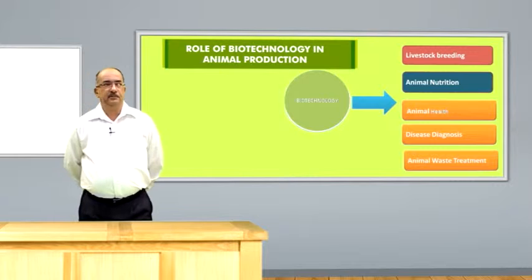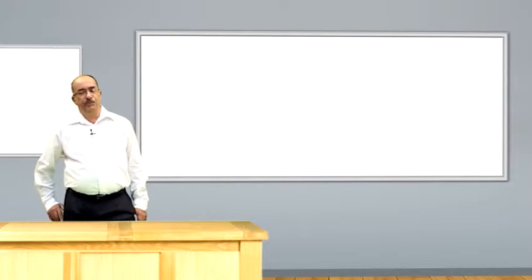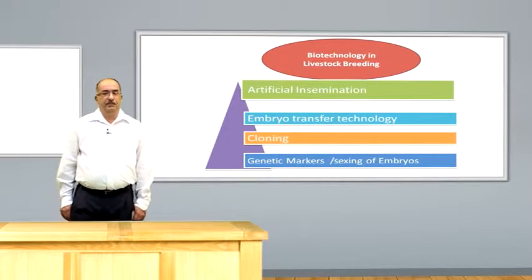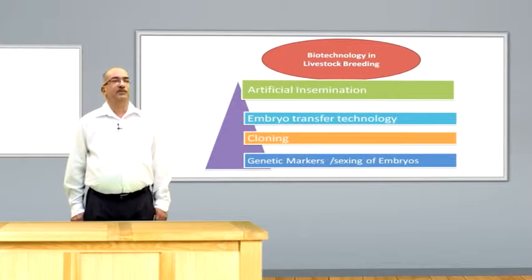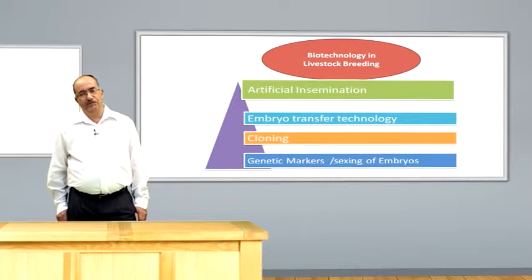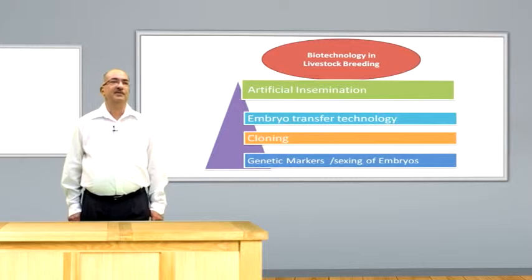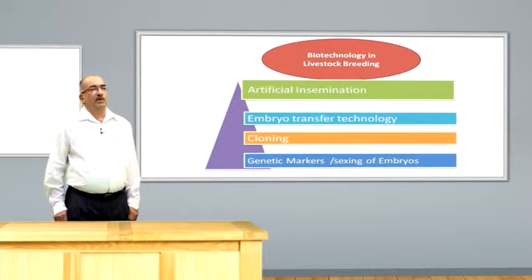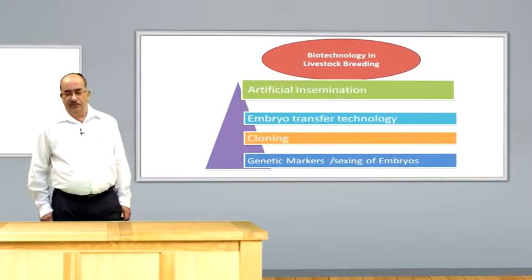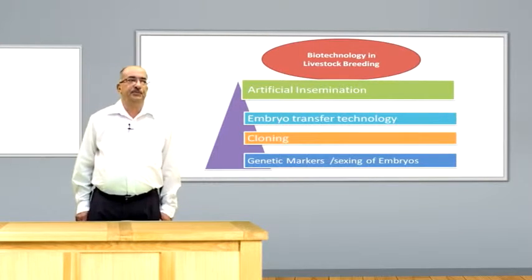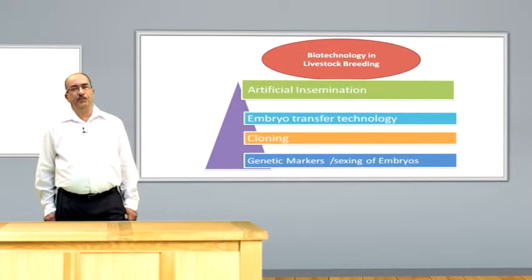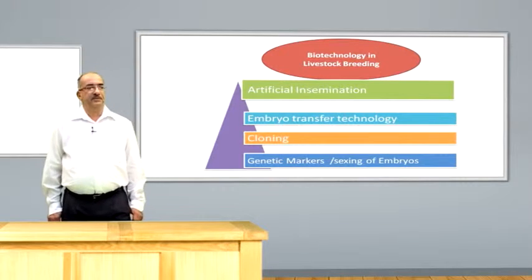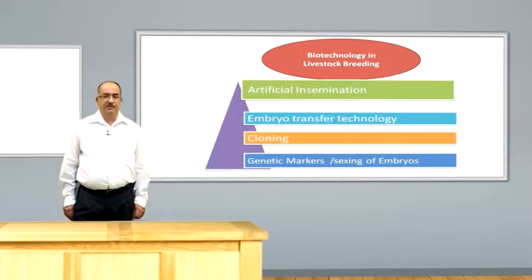Now we will take one by one, first the livestock breeding technology. Biotechnology in livestock breeding has been adopted for a long time, and the name I am going to put is familiar to all of you, that is artificial insemination. That is where biotechnology has really done a wonder. This method of artificial insemination is used for the upgradation of our native germplasm, as well as for conserving our natural livestock resources.